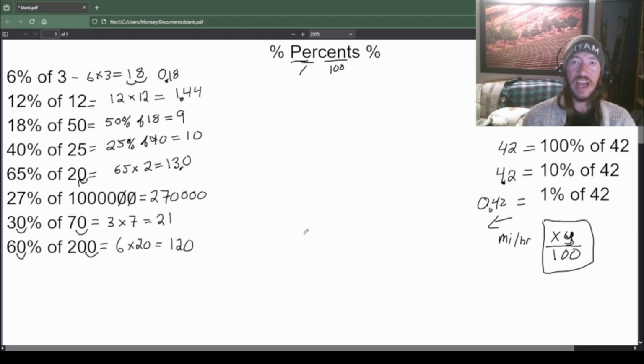And there you go. I hope those tricks help make it a little easier next time you're trying to calculate a percentage.